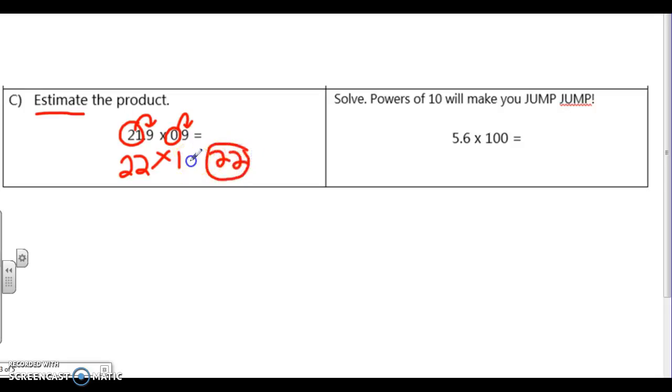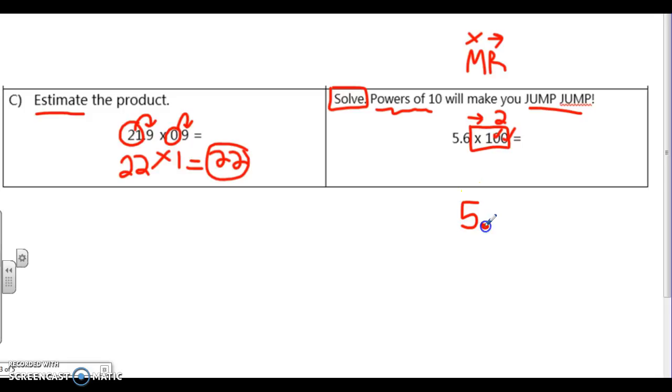So I know that if I got my final answer, if I really multiplied these 2 numbers together, it would be close to 22. For this one, hopefully you read. I did not want you to estimate. I wanted you to solve, and I gave you a big hint that powers of 10 will make you jump. So we have to pay attention to the symbol and the power of 10. Multiplication, well, I know MR like a Mr. Multiplication goes to the right. So I'm going to jump the decimal point to the right 1, 2 jumps, because there's 2 zeros.